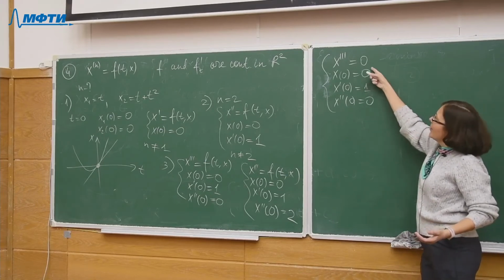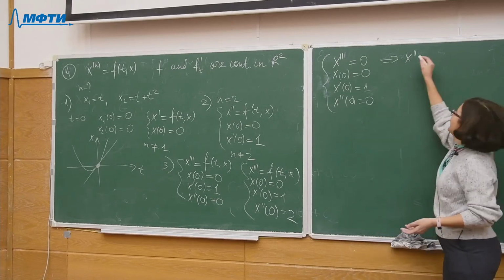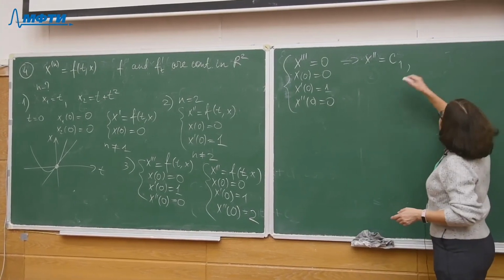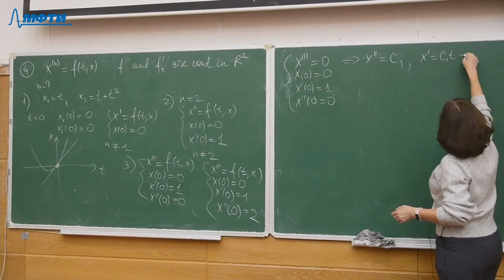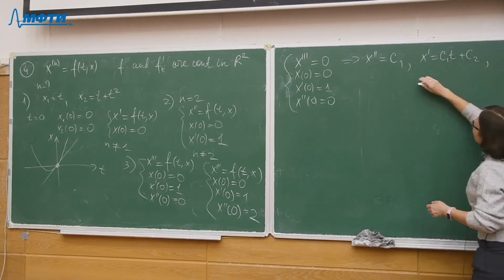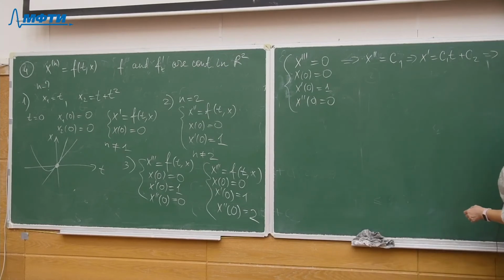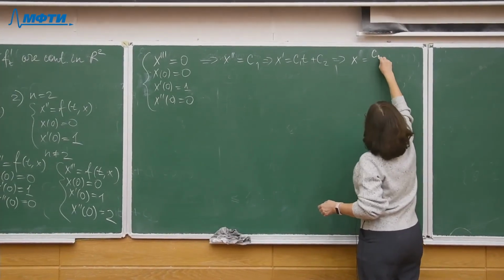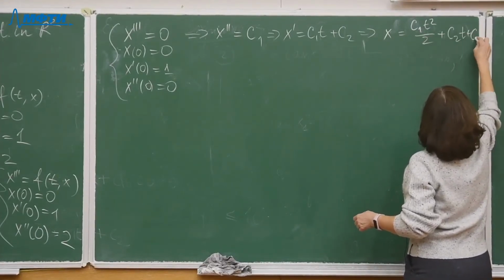Let's try to solve this. x triple prime equals 0. This means that x double prime equals a constant, C1. Just integrate once, then integrate twice, and we will get C1t plus C2. And so x equals C1t squared over 2 plus C2t plus C3.